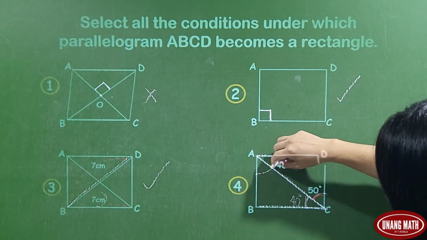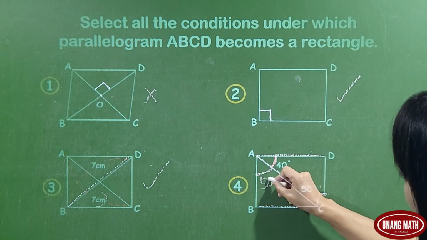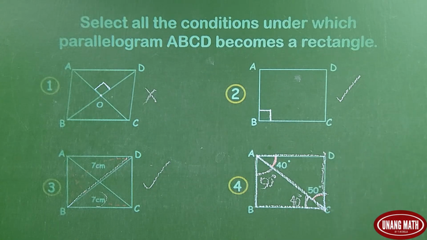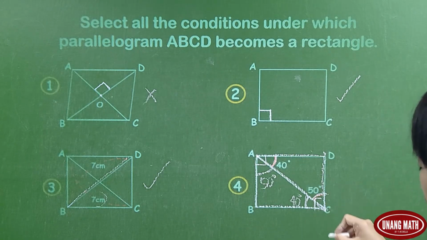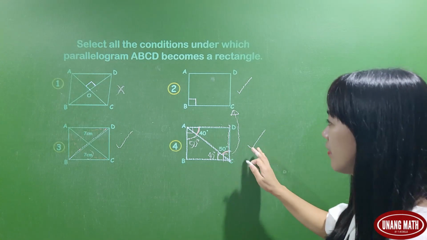Same reason with this angle and this angle. So this is also 50 degrees, because these two angles are alternate interior angles. So 40 plus 50 is 90. This is also 90. So same condition as in number 2. So figure number 4 is correct.